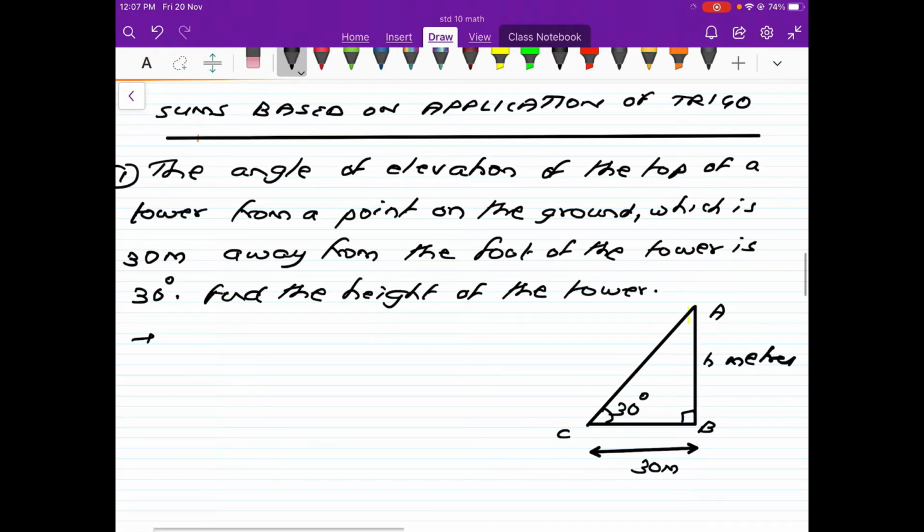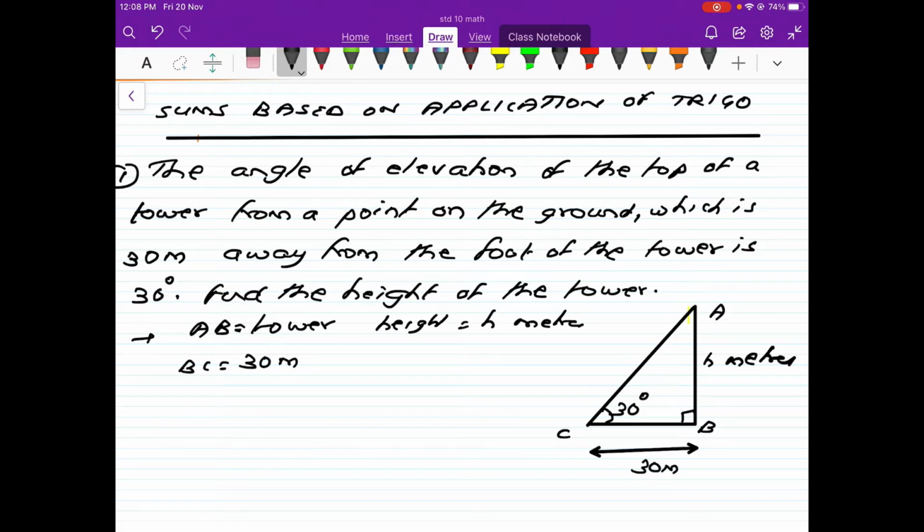The diagram is already drawn. Let AB be the tower, and because we don't know its height, let its height be h meters. Now it is told that 30 meters away means BC. So that is given, the distance is given, 30 meters. Now the angle of elevation means angle C is 30 degrees. This is the angle of elevation. Okay, so all these things are there.